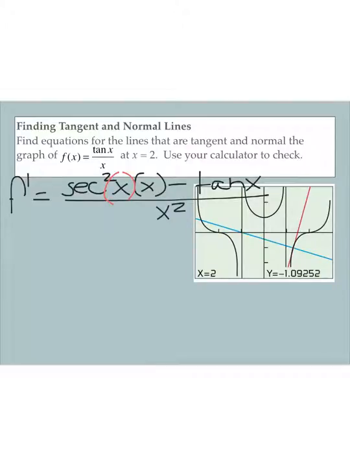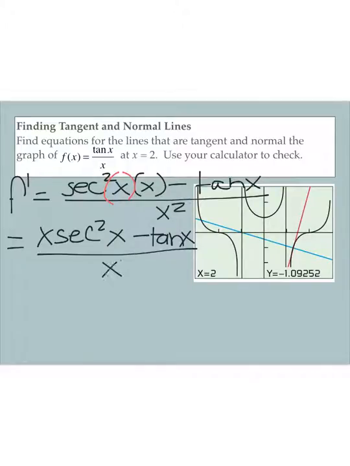So usually we'd write it as x secant squared x minus tan x over x squared. And there's nothing you can factor out. I see students a lot of times will try to factor out those x's, like the secant x and the tan x. You can't factor that out. Remember that tan and secant are just operations, so there's nothing you can do with it.